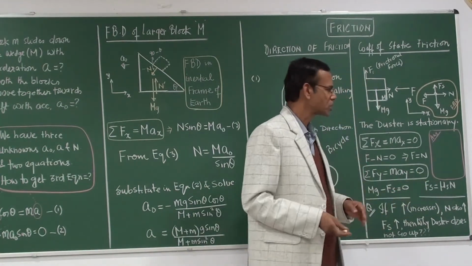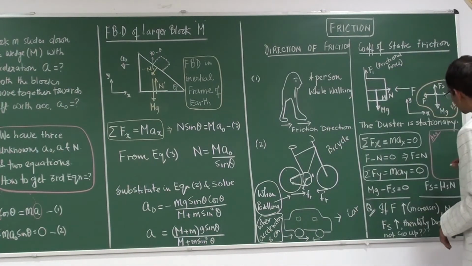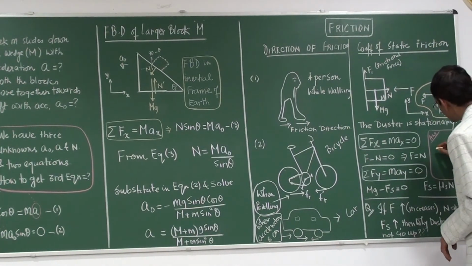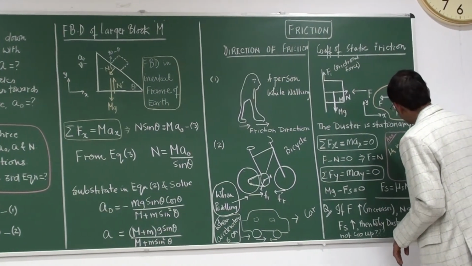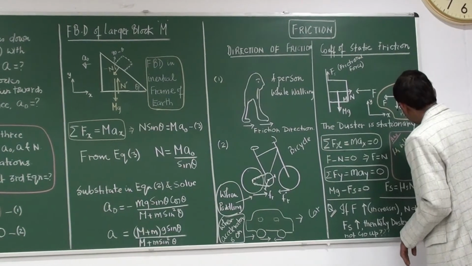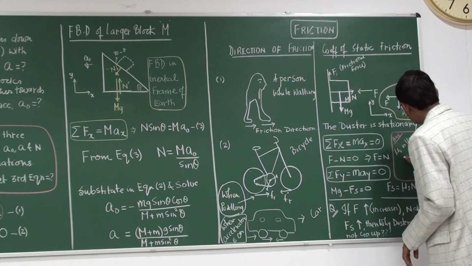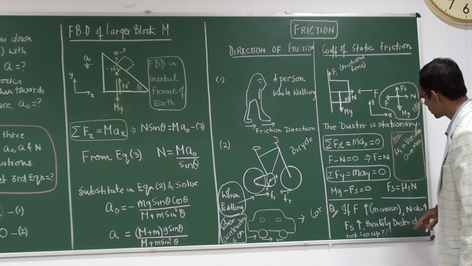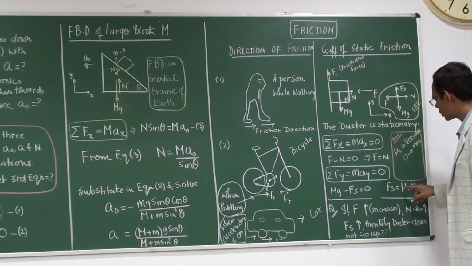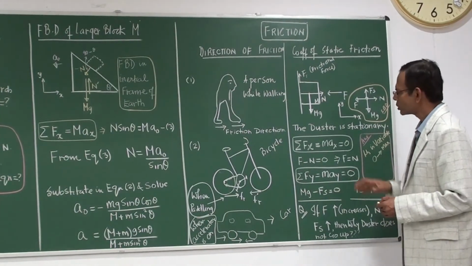A lot of questions you will find like this. The answer I would like to write is that mu s, the coefficient of static friction, is variable. It varies from 0 to some maximum value, whatever it is, and that is why it is not falling. So that is all about it.